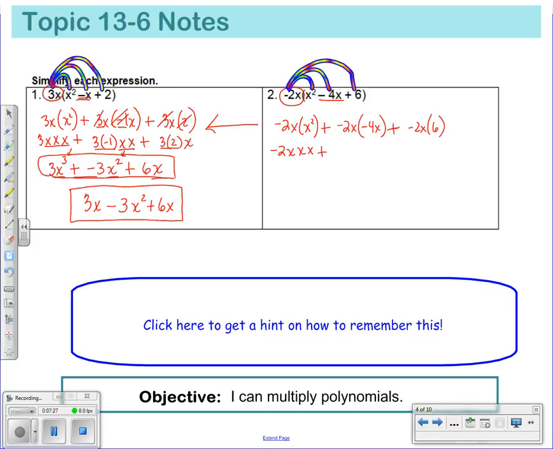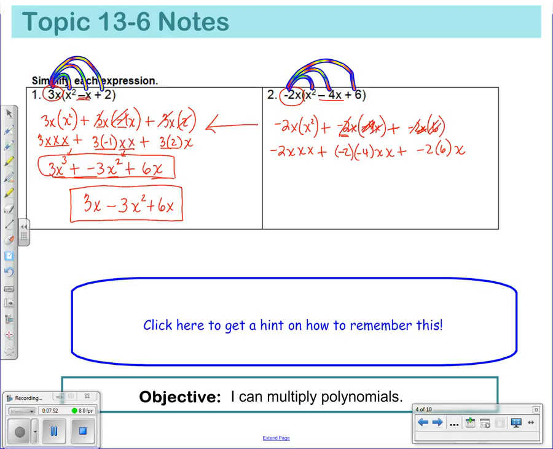Plus, let's rewrite it first. Let's start with our numbers. We got a -2 times a -4. Then we'll follow it with an x and an x. Then plus, I have a -2. I'm putting my numbers first, times a positive 6, and then an x on the end. And notice how I am crossing them out when I rearrange them.